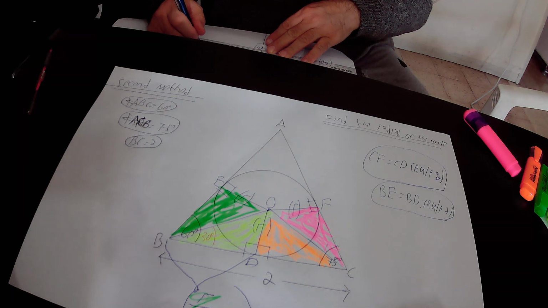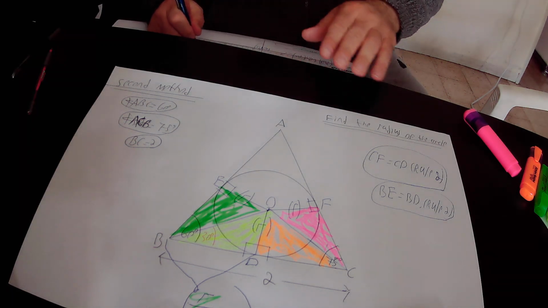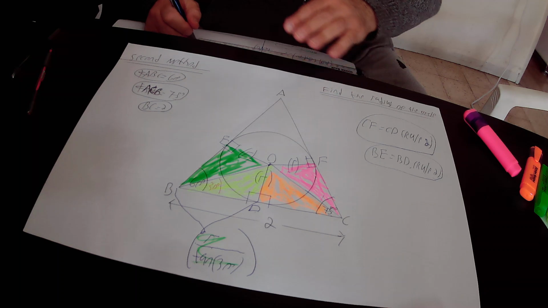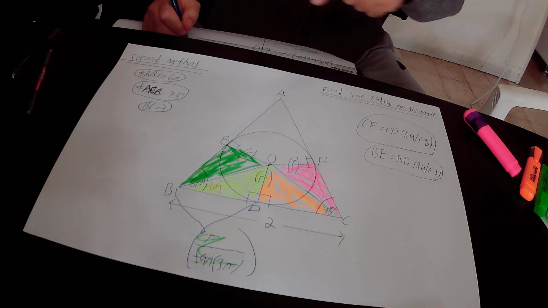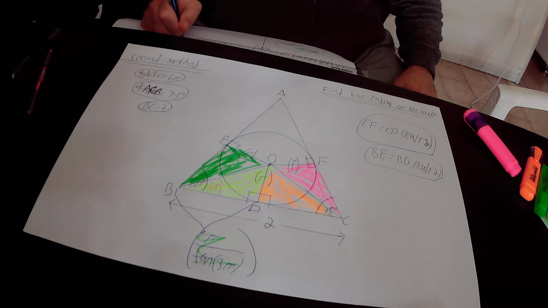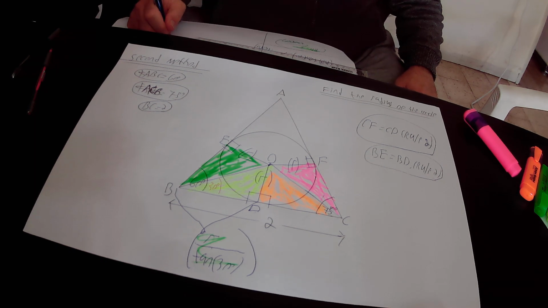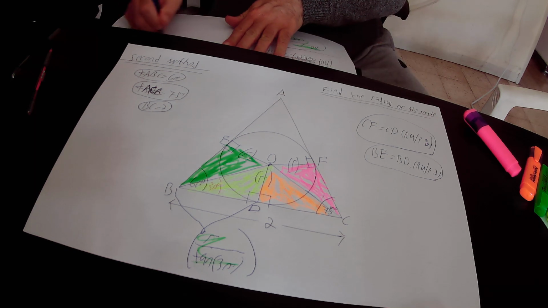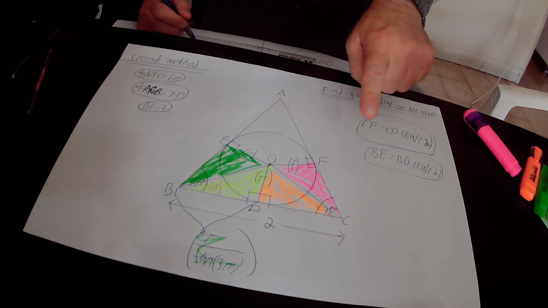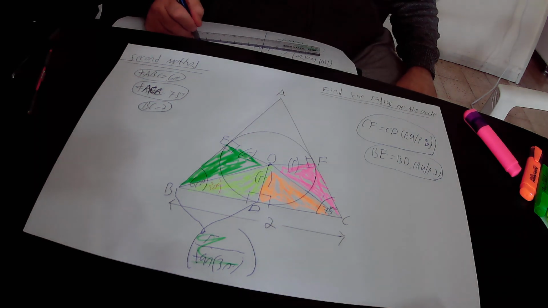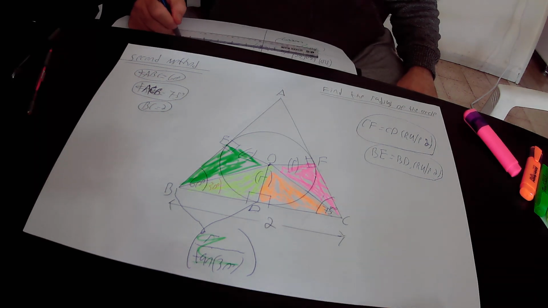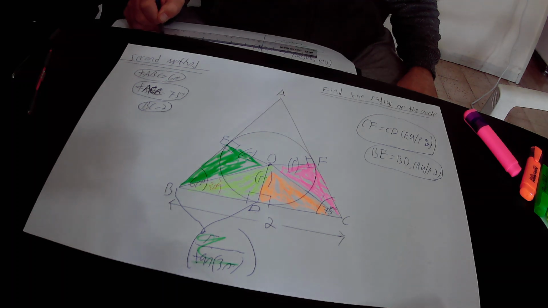So side CF in the pink triangle equals side CD in the orange triangle, according to rule number 2. And finally, we have side OC, a common side that belongs to both triangles, so OC equals itself.